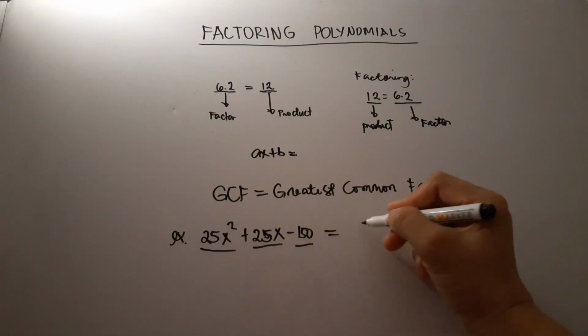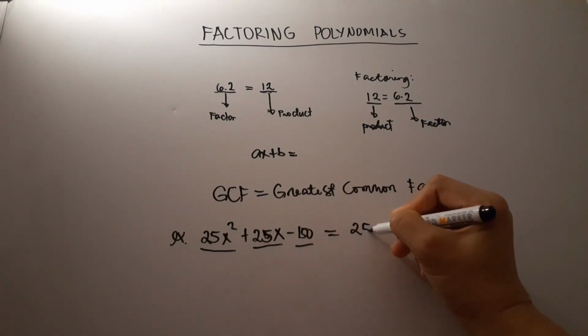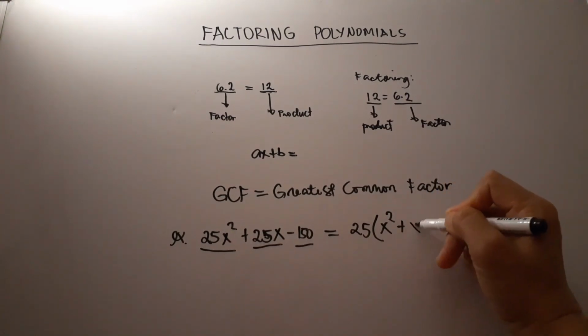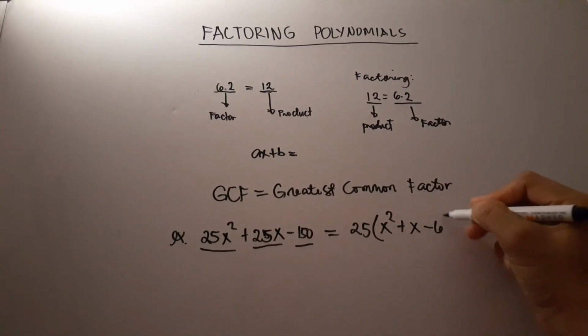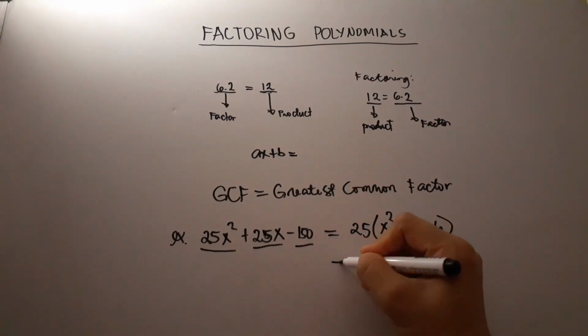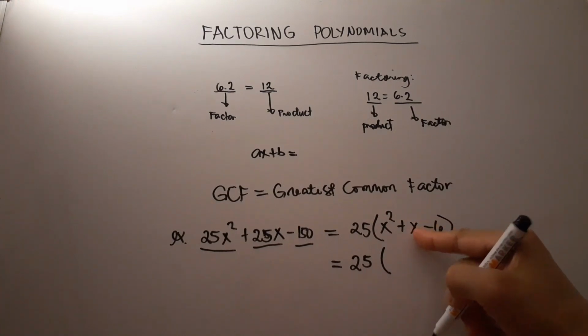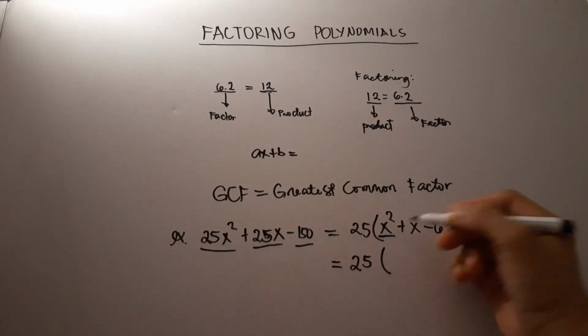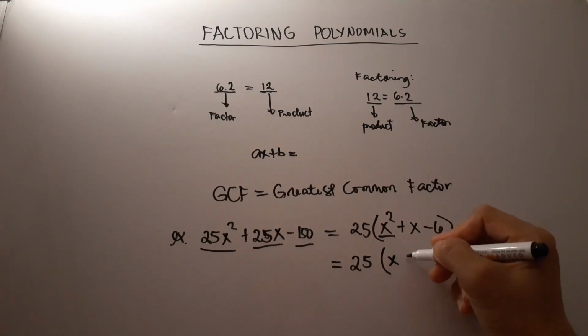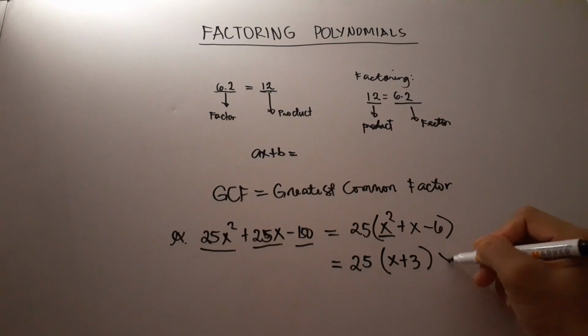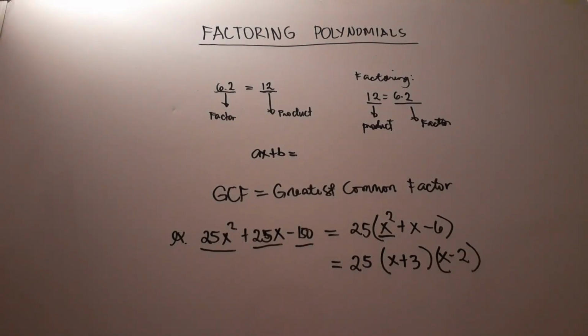Then we have 25 times the quantity x squared plus x minus 6, and we must find two binomials whose first terms have a product of x squared and whose last terms have the product of negative 6, and also the sum of the outer terms and the product of the inner terms must be positive x. So 25 times x plus 3 times x minus 2 is our factor.